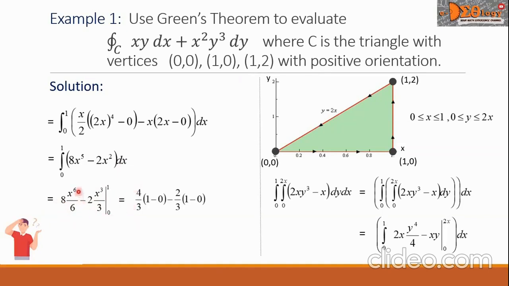So the x raised to 6 becomes 1 raised to 6, which is 1, minus 0 raised to 6, which is 0, minus this 2/3 we write here outside the x cubed, and then this x cubed becomes 1 cubed, which is 1, minus 0 cubed, which is 0. The 1 minus 0 is simply 1. We simplify this further into 4 over 3 minus 2 over 3, and the final answer is 2 over 3.